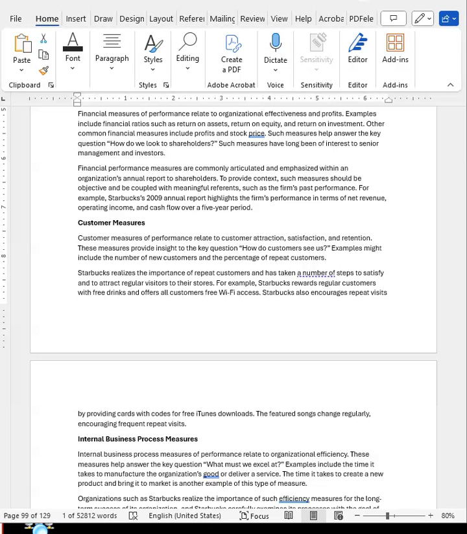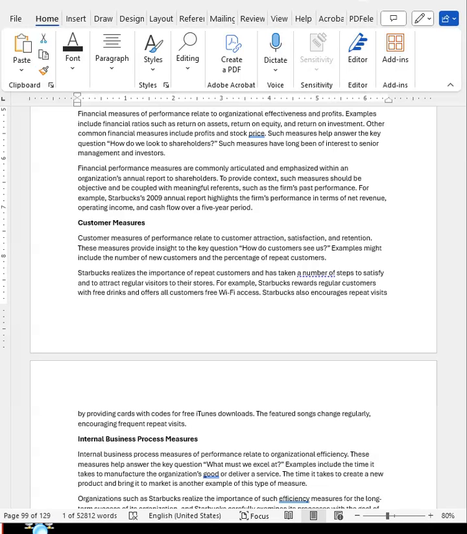Financial performance measures are commonly articulated and emphasized within an organization's annual report to shareholders. To provide context, such measures should be objective and be coupled with meaningful reference, such as the firm's past performance. For example, Starbucks' 2009 annual report highlights the firm's performance in terms of net revenue, operating income, and cash flow over a 5-year period.